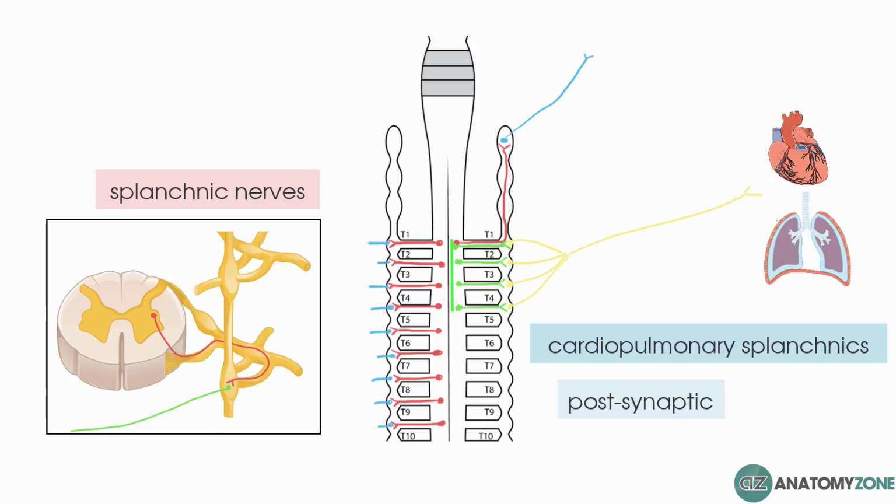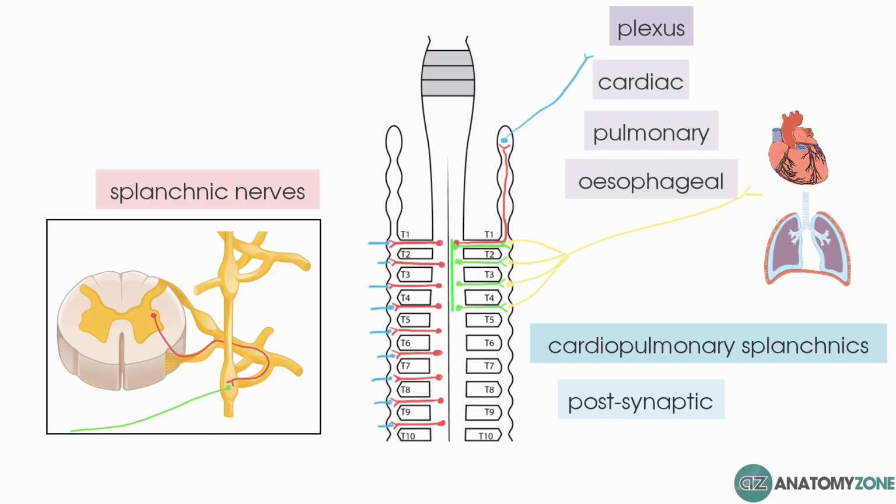These cardiopulmonary postsynaptic sympathetic fibres project by these splanchnic nerves to various plexuses and are then distributed to innervate their target organs. So you've got cardiac, pulmonary and esophageal plexuses.